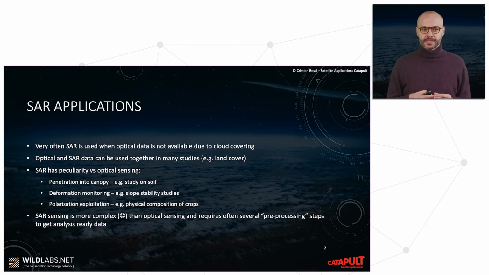As I explained, SAR remote sensing is actually more complex than optical remote sensing in terms of pre-processing. So there are several steps that might be needed to get this sort of product, and this sort of product is also very often called analysis ready data, which is data that is ready to be used either to do a processing such as a land cover description, or used on its own to do classification or whatever.